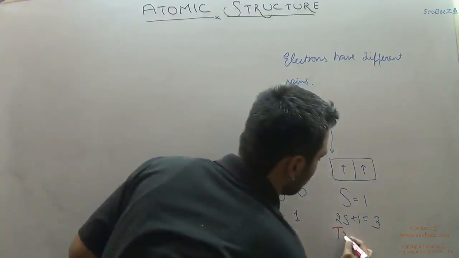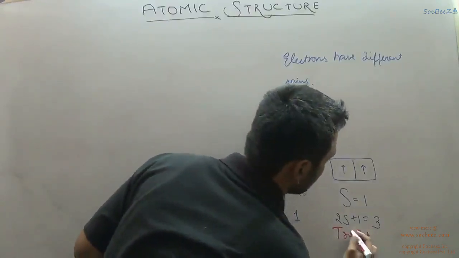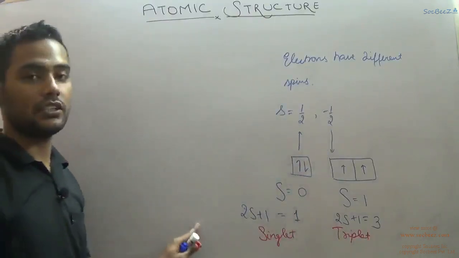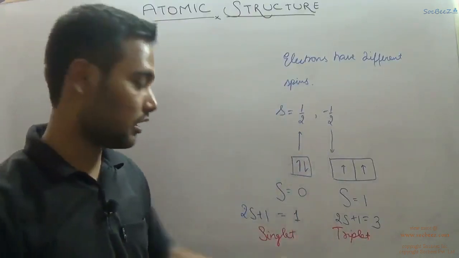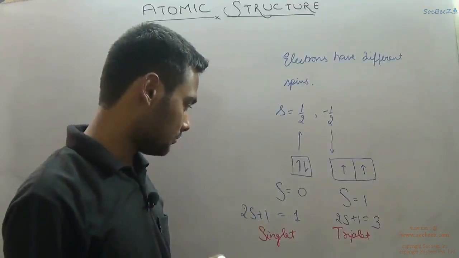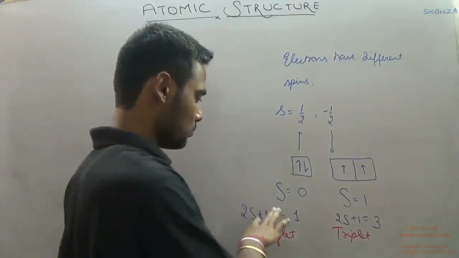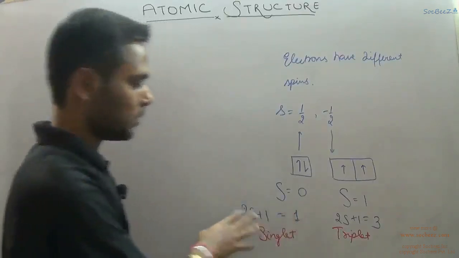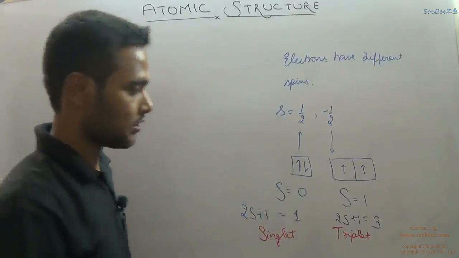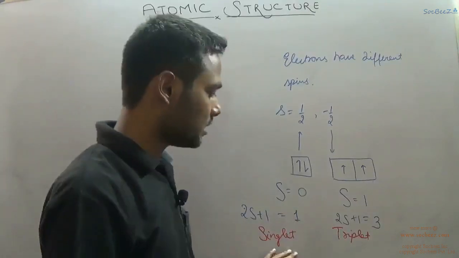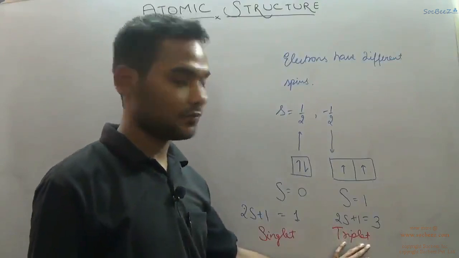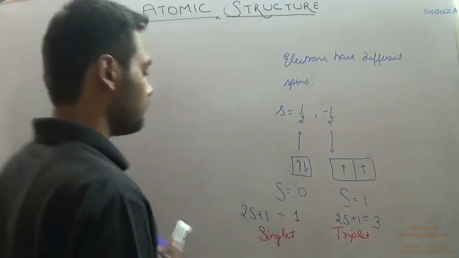This is known as triplet. We are not going to discuss in detail what singlet or triplet is. This is not there in the syllabus. And why we calculate 2s plus 1 also, we are not going to discuss. Okay, so this is known as singlet, this is known as triplet. Fine.